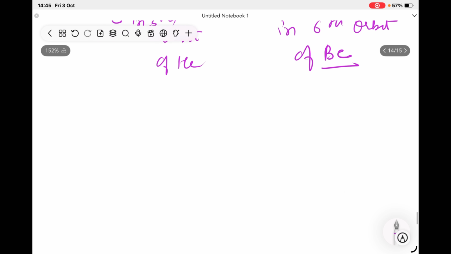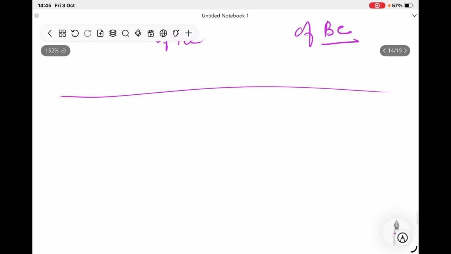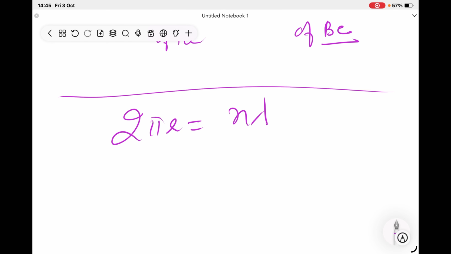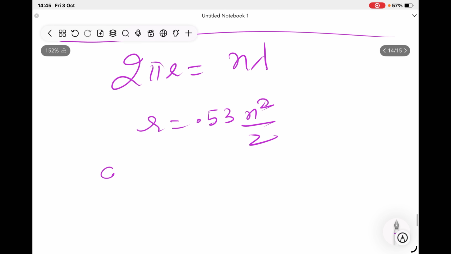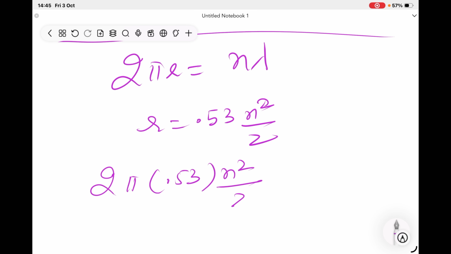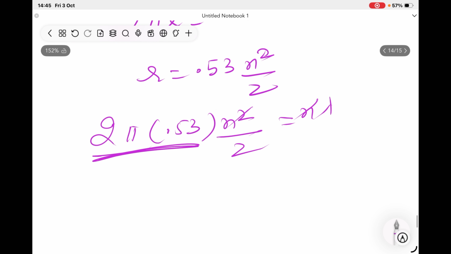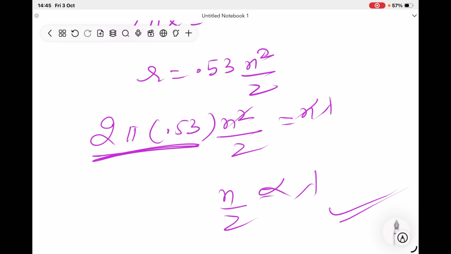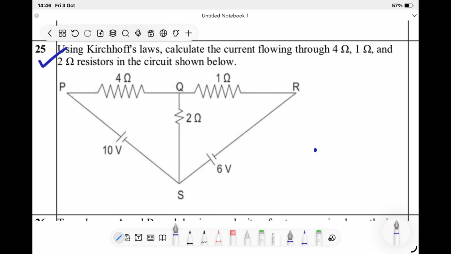So again, what I have used: the circumference can accommodate n times wavelength. Then radius I used as 0.53 n square by z. Substituting 2 pi times 0.53 n square by z equals n lambda. These all I have accommodated in proportionality. So one n is cancelled, and my lambda was coming as n by z in proportionality. So this is how I have done.